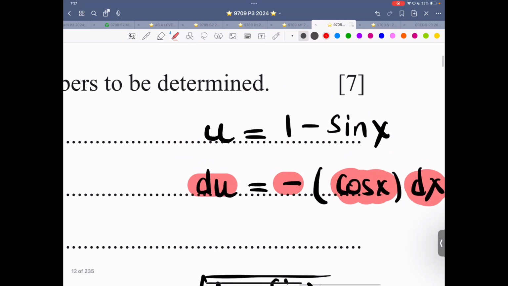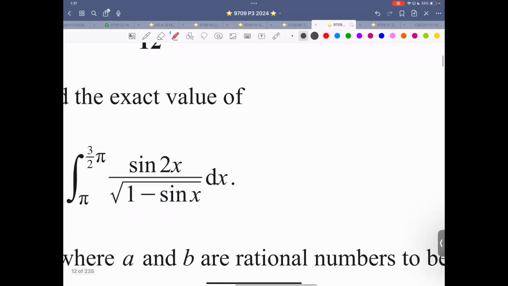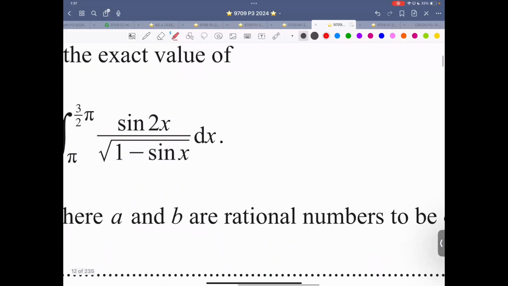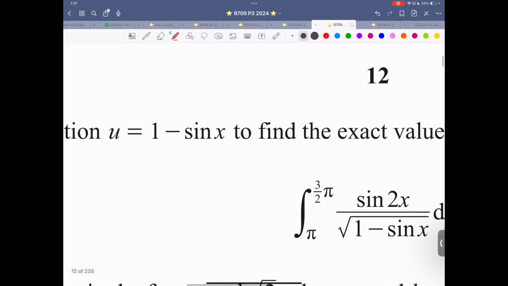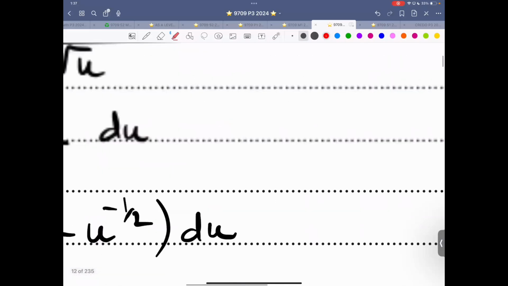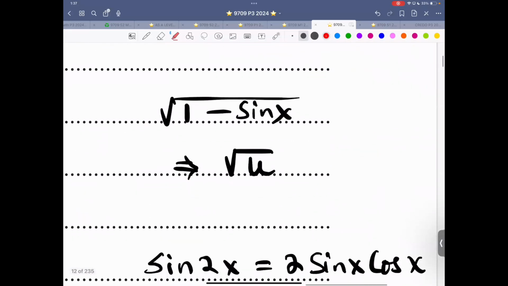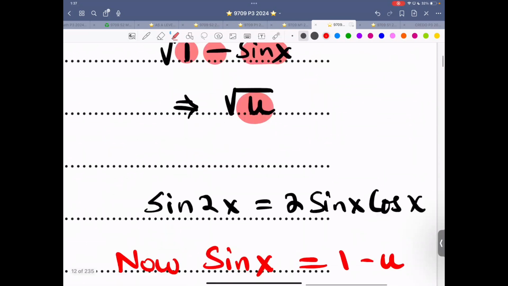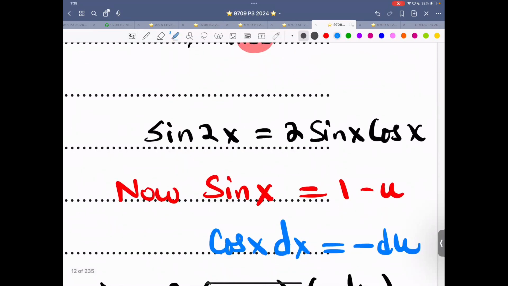That's the first thing. Then look at the denominator, 1 minus sine x, the whole thing square root. Now keep in mind, u is 1 minus sine x, correct? So over here, 1 minus sine x, the whole thing square root is basically square root of u. That is the second thing. Now comes the third thing. The numerator has sine 2x. What is sine 2x?